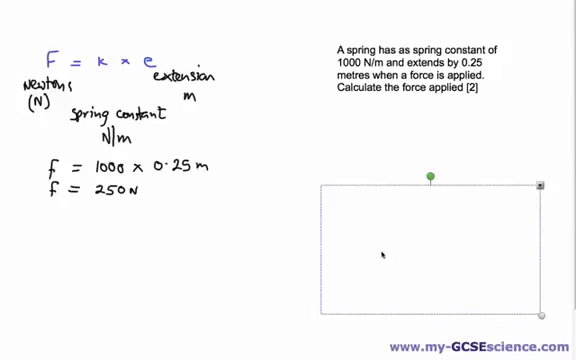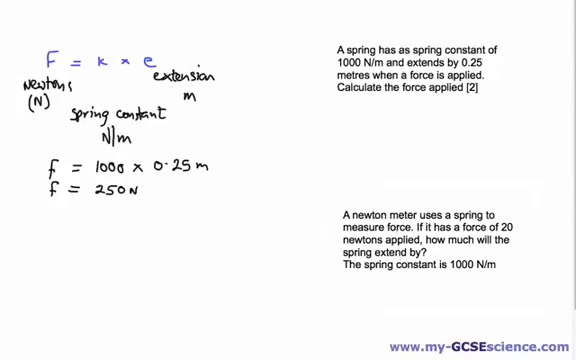Now, slightly more difficult, but not hugely more difficult, is this question here. It says a Newton meter uses a spring to measure force. If it has a force of 20 newtons applied, how much will the spring extend by? The spring constant is 1000 Newton meters. So again, just plug everything into the formula. We know the force, so it's 20 equals, then the spring constant is 1000, so it's 1000 times E.